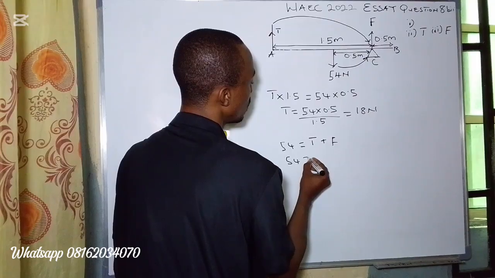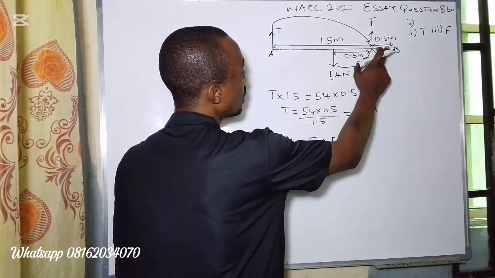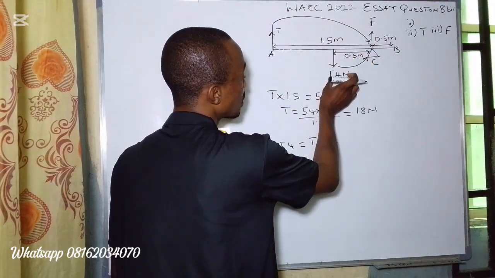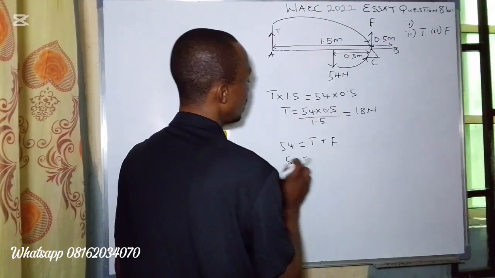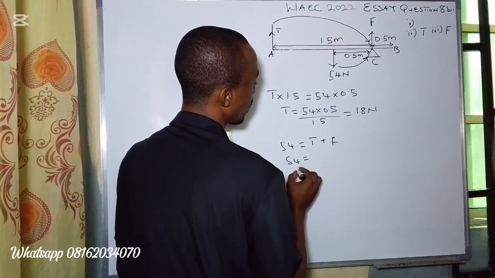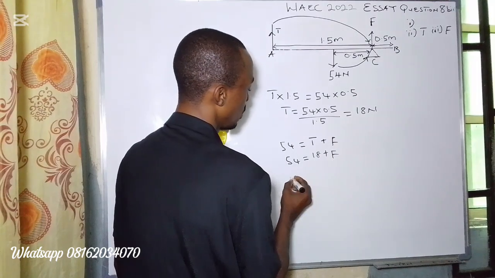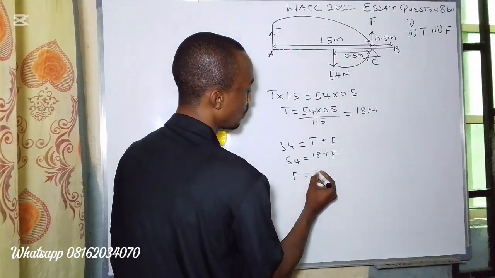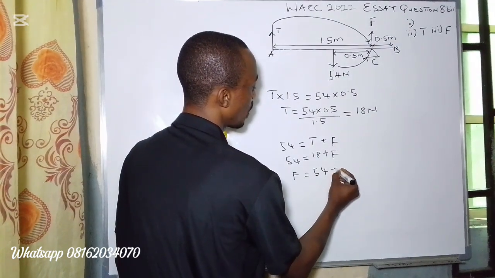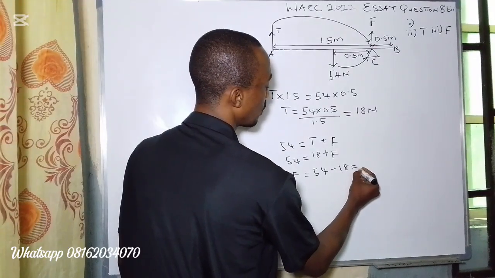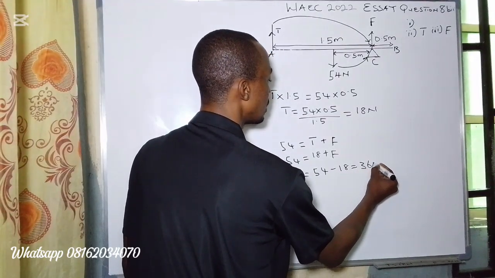The idea is that for this thing to be in equilibrium or balance, the sum of the downward forces must be equal to the sum of the upward forces. That's what I'm using to get the value for F. So my T is 18 plus F. So what will your F be? My F will be equal to 54 minus 18. And if you do that very well, you're going to get 36 Newton.